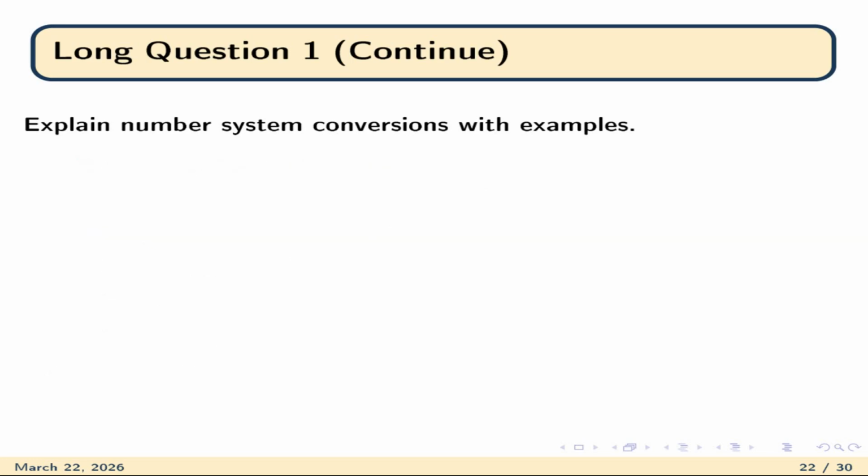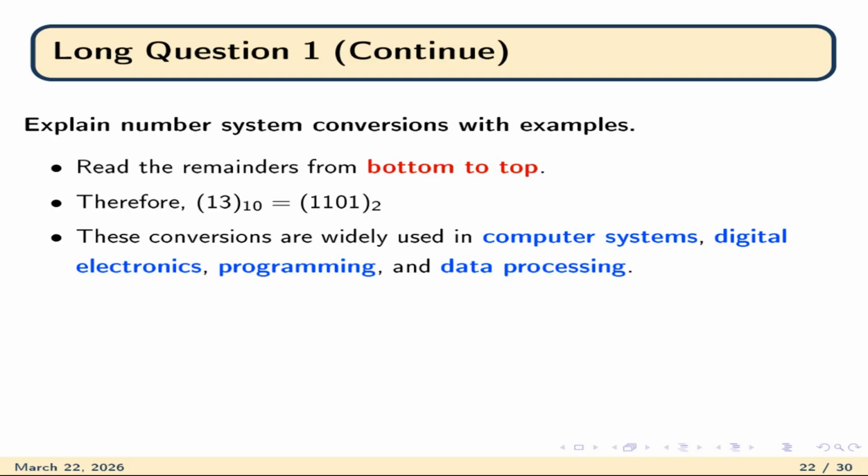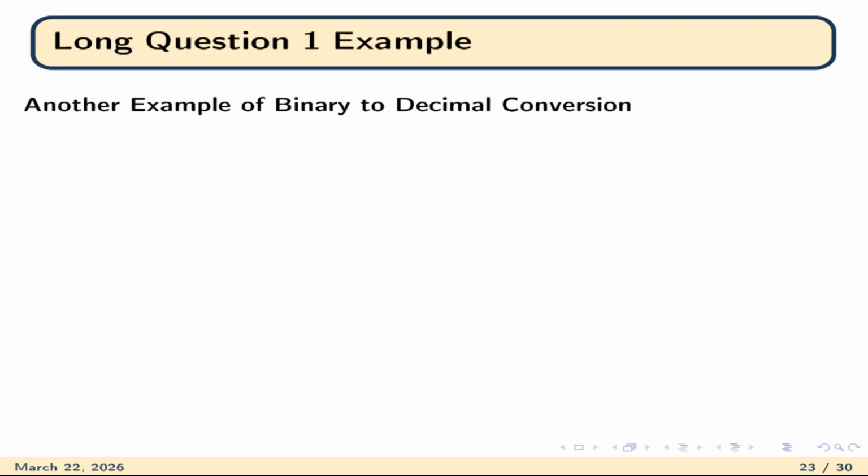Then you have to write the answer. Read the remainders from bottom to top. Therefore, you can see that it is 1101 in the binary number system. These conversions are widely used in computer systems, digital electronics, programming, and data processing.